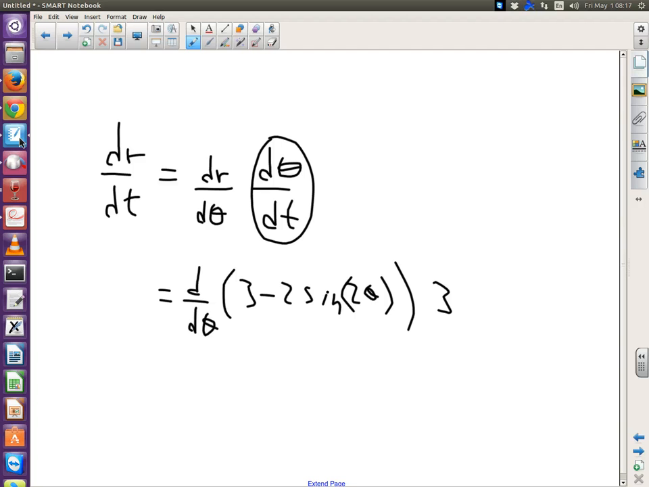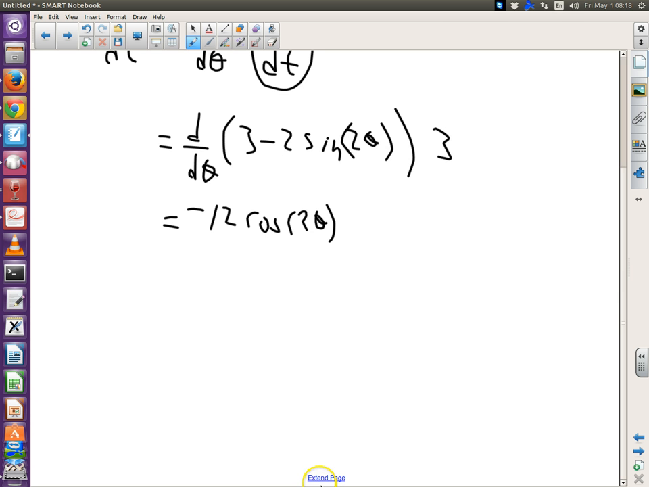So what is that derivative? What's the derivative of 3? 0. What's the derivative of sine of stuff? Cosine of stuff times the derivative of the stuff, which is 2 times the other negative 2, so negative 4. Times the 3, though, so negative 12. And we're going to do this at pi over 6.